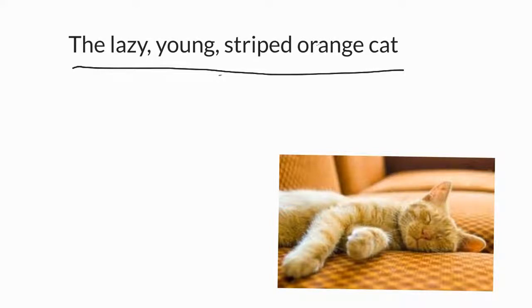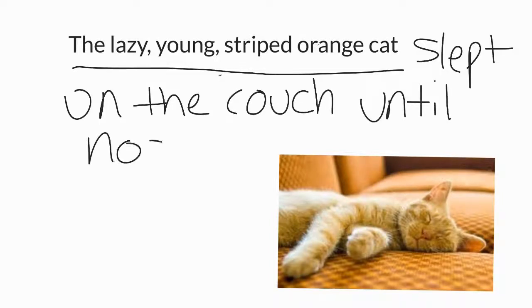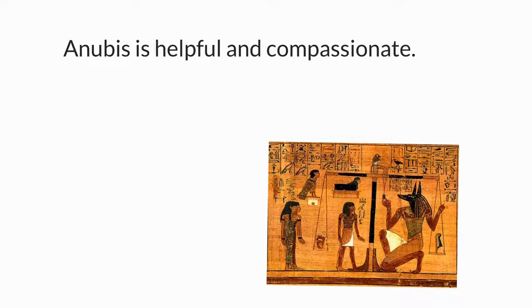So I can say the lazy, young, striped, orange cat slept on the couch until noon. I'm going to end with my end punctuation. So now by putting my adjectives in front of my noun and separating them with my commas, I have made room to have a much more interesting and much more complex predicate all in the same sentence. Let's look at one more example.